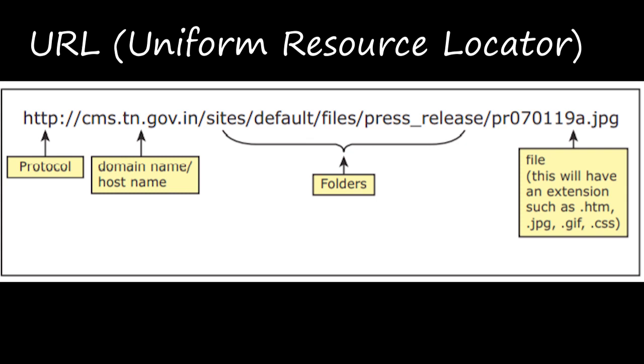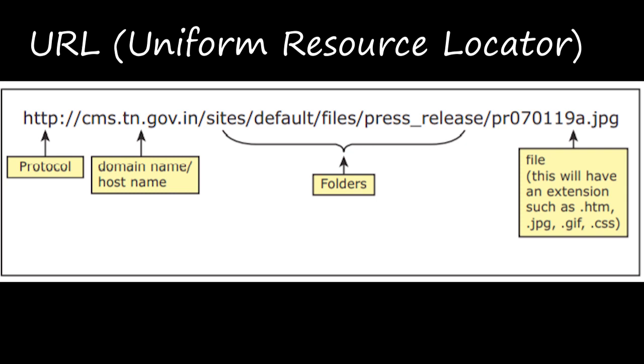First one is protocol. Next it will have the domain name or host name. Next it will have the folders, and then it will have the file. That file will have an extension like .jpeg, .gif, .css, or .htm. It will have the file also at last, right?